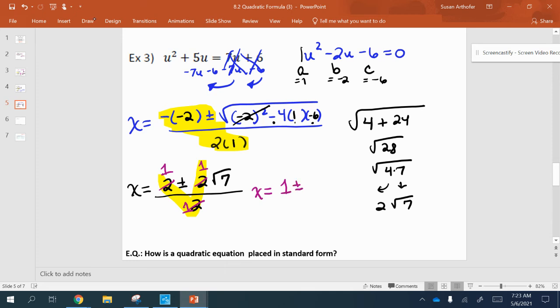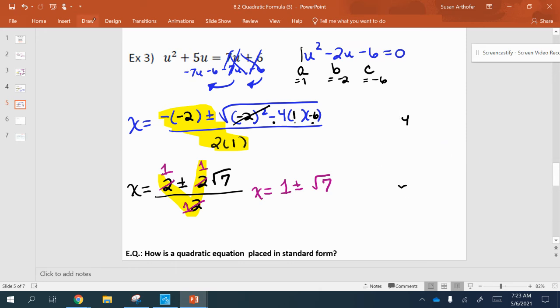plus or minus 1 rad 7, but nobody would write that, over 1. So we're going to get rid of this 1. And then no one writes anything over 1. That's kind of like writing some number, whatever, 17 over 1. Nobody writes that. We just write 17, right? So we don't need the 1 in the denominator. And that's our answer. It's just a reduced answer.